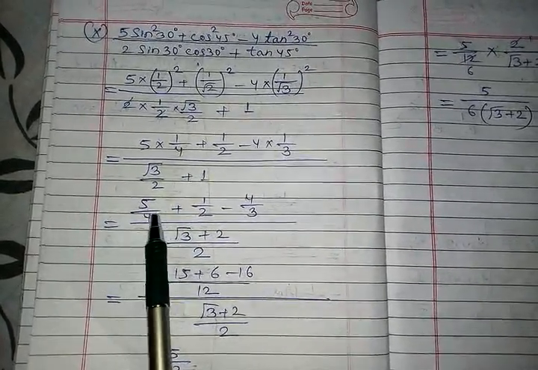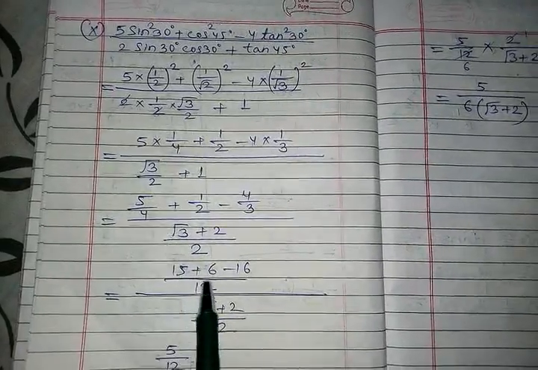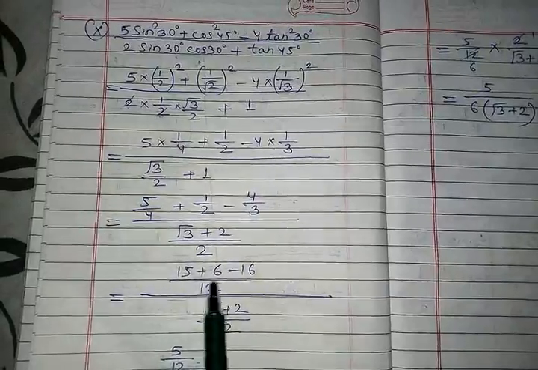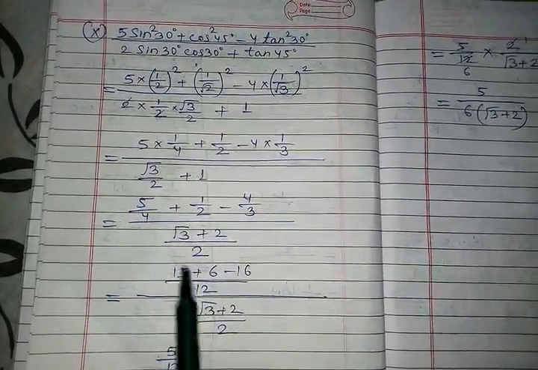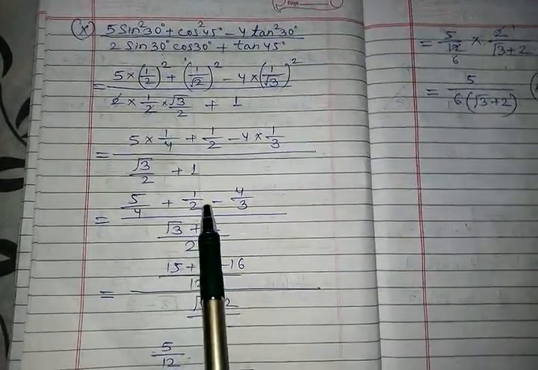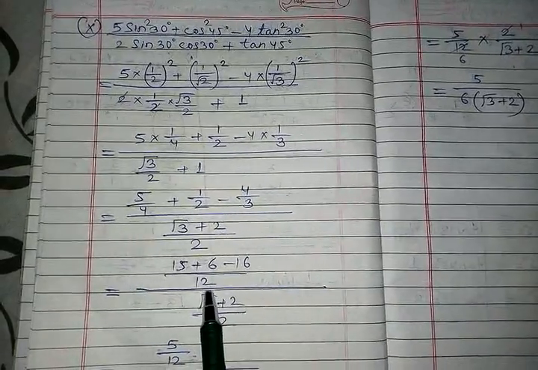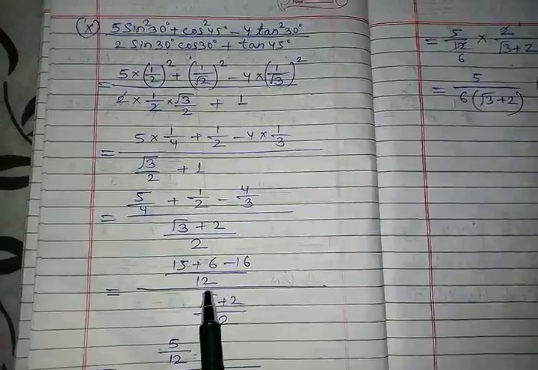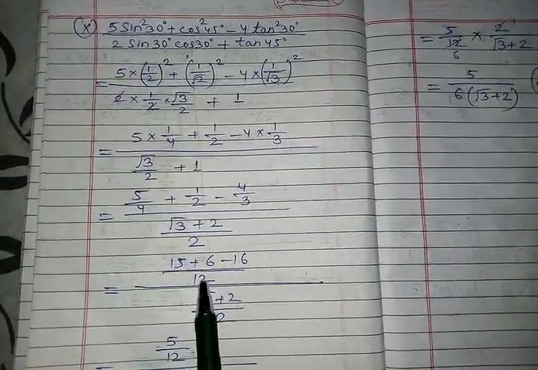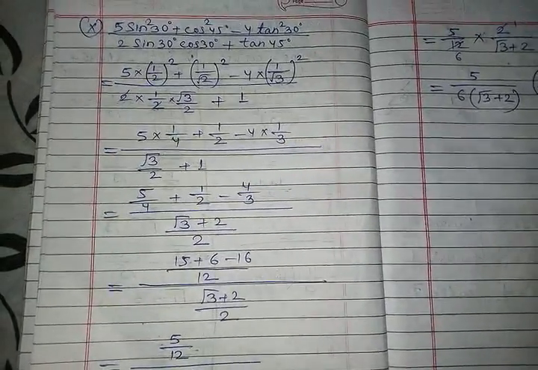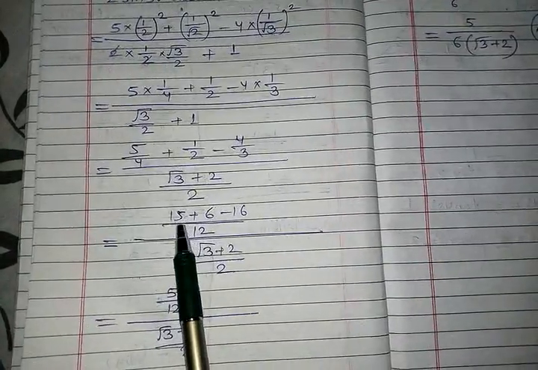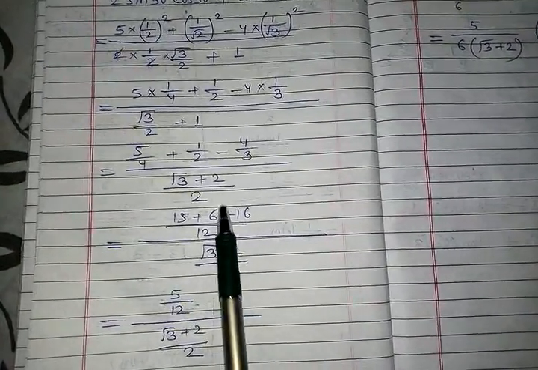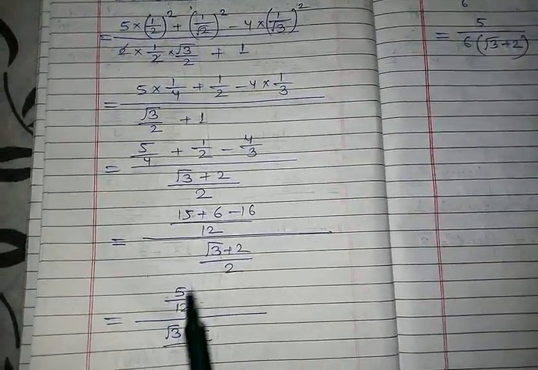But the upper part: 4, 2 and 3. LCM of 4, 2 and 3 is 12. Now 4 threes are 12, 3 fives are 15. Now 2 sixes are 12, 6 ones are 6. 3 fours are 12, 4 fours are 16. That way we have to do. Now 15 plus 6 is 21. 21 minus 16 is 5. 5 by 12, and this number is the same here.